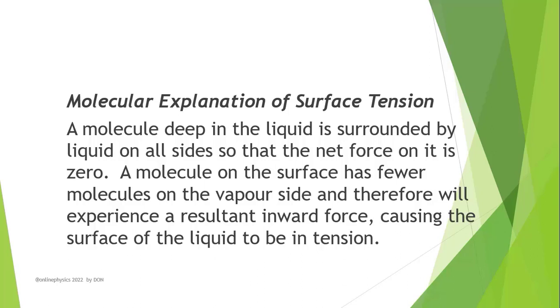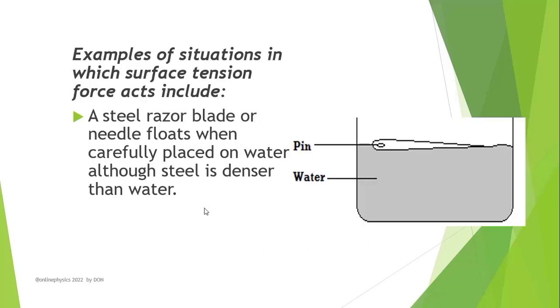So on the upper surface, we are noting that there are fewer molecules on the vapor side, and therefore this will experience a resultant inward force. So this resultant inward force is the one that is causing the surface of the liquid to be in tension.